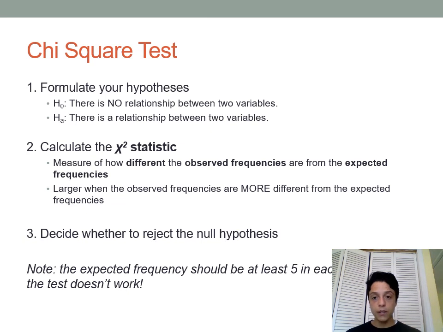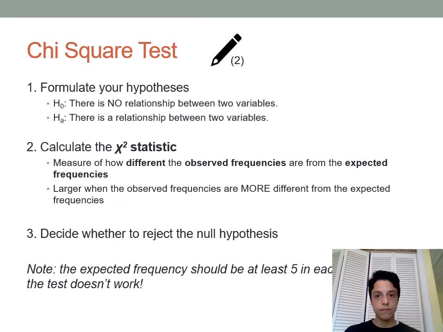And as a quick note before I go into the document camera and do this, this test only works if the expected frequency is at least 5 in each cell. So if you ever encounter one of these and you get an error message or you come up with an expected frequency that has less than 5 cases in a cell, then you have a problem because the test isn't really reliable anymore. So that's something we call an assumption about a statistical test, where we're saying we can only trust this if X, Y, and Z is true. So in this case, we can only trust the results if there are at least 5 expected cases in each cell.